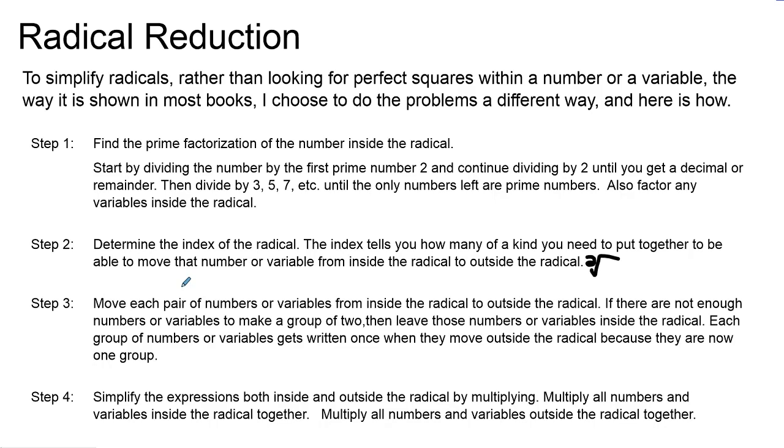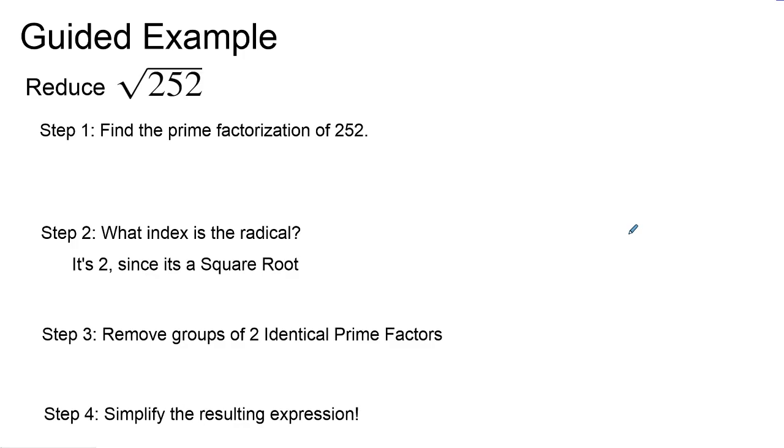Step 4 is to simplify expressions both inside and outside the radical by multiplying. Multiply all numbers and variables inside the radical together, and multiply all numbers and variables outside the radical together, but do not multiply the two values that are inside and outside together. You cannot because of that radical symbol. It's like a force field. So let's take a look at a guided example.